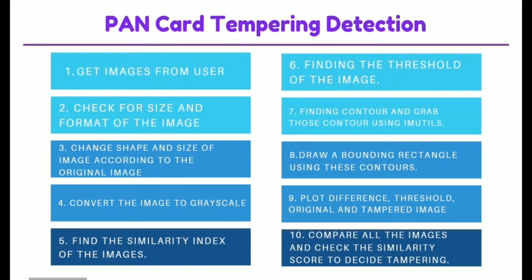After similarity index, we'll find the threshold of the image contours and grab those contours using imutils. Next, we will create a bounding rectangle using those contours. After that, we'll plot the difference, threshold, original and tampered image, which we will compare and get the score of similarity to decide whether the image is tampered or not.